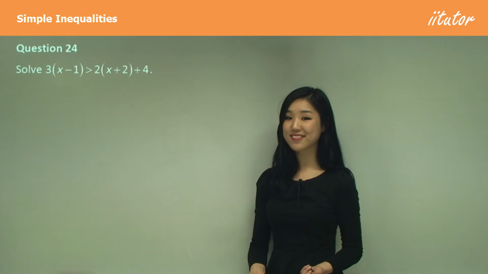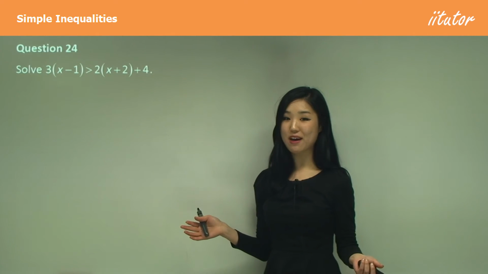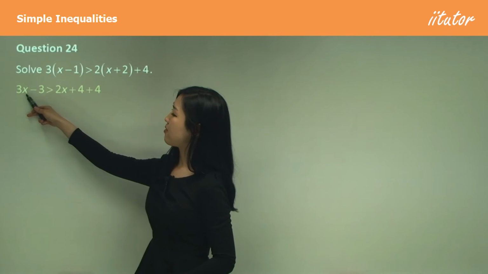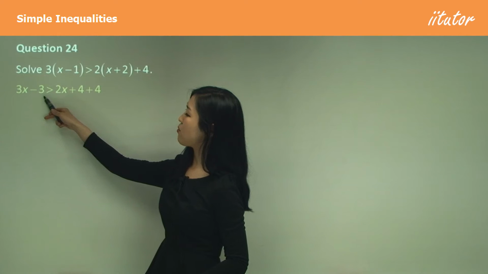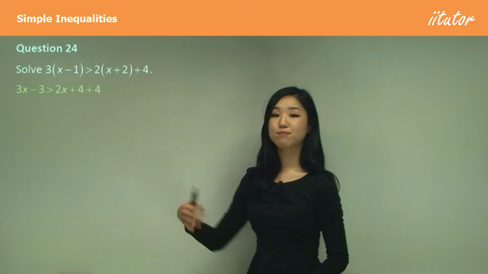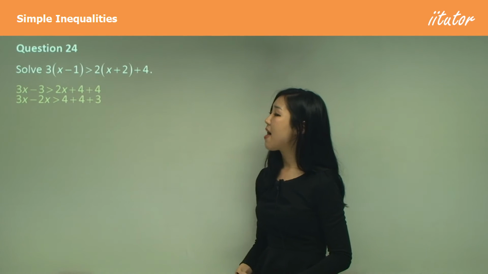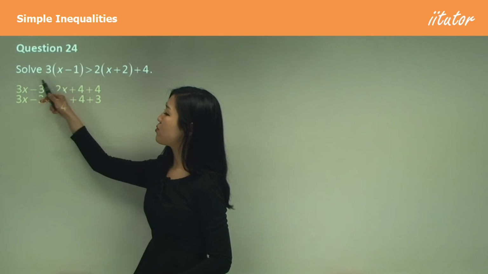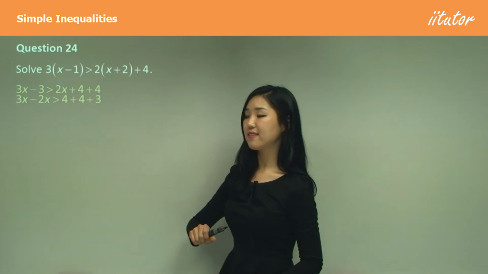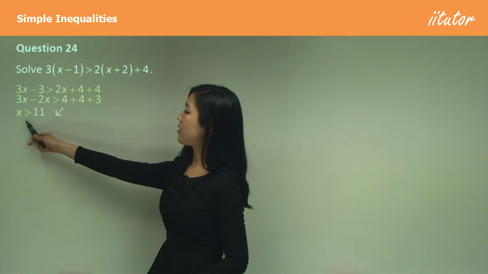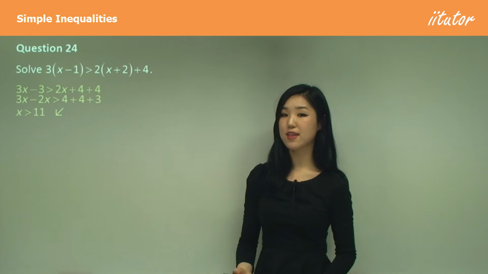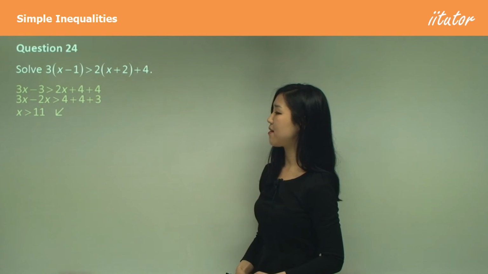24. Okay, we've got some grouping symbols, we've got some brackets, but what do we do when we have brackets? Expand it all out and get rid of them. So I'm going to expand it. 3 times x is 3x. 3 times negative 1 is negative 3. 2x. 2 times 2 is 4. That's all we need to do. And then gather your like terms. So move the 2x over to the other side and move the negative 3 over to the right hand side. 3x minus 2x is x. 4 plus 4 plus 3 is 11. So x is greater than 11 is the final answer.